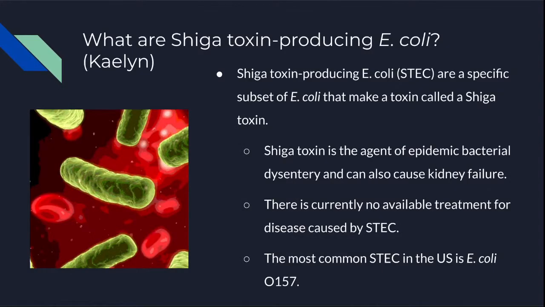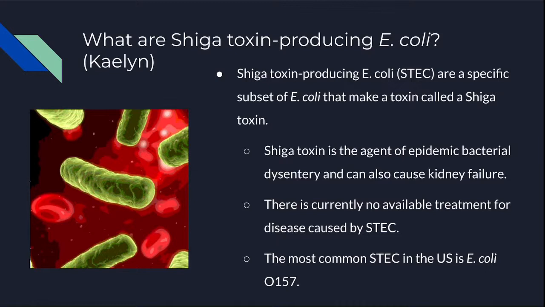So what are Shiga toxin-producing E. coli? Shiga toxin-producing E. coli, also known as STEC, are a specific subset of E. coli that make a toxin called a Shiga toxin. As defined by Kiyoshi Shiga, Shiga toxin is the agent of epidemic bacterial dysentery and can also cause kidney failure. There is currently no available treatment for disease caused by STEC, which is part of what makes it so dangerous.